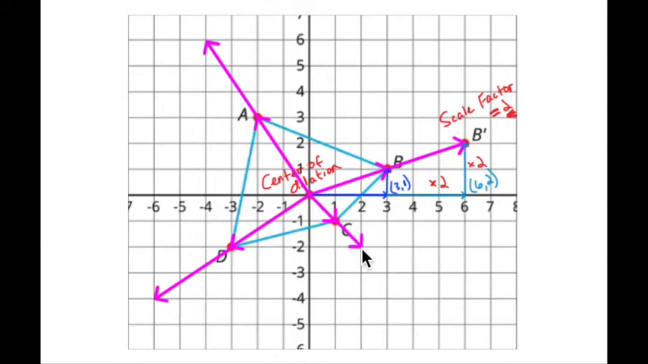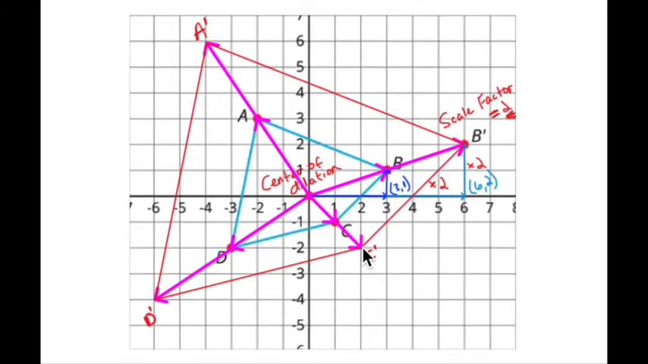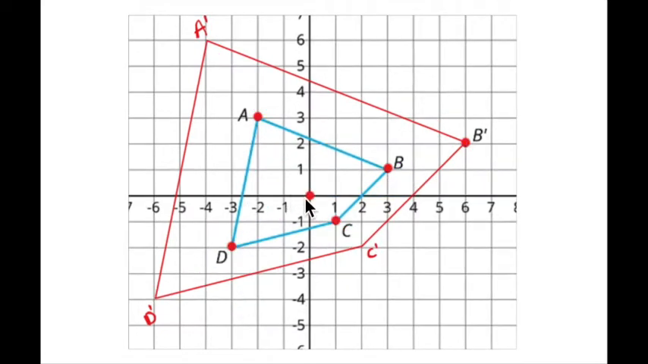And the last one is the image of C. So C prime. This is a positive 1, negative 1 are the coordinates. So 2 times 1 is 2. And 2 times a negative 1 is negative 2. Then you connect each of those points. You get A prime, B prime, C prime, D prime. Take away all the other scaling lines. And you get a scaled image of A, B, C, D using a scale factor of 2.